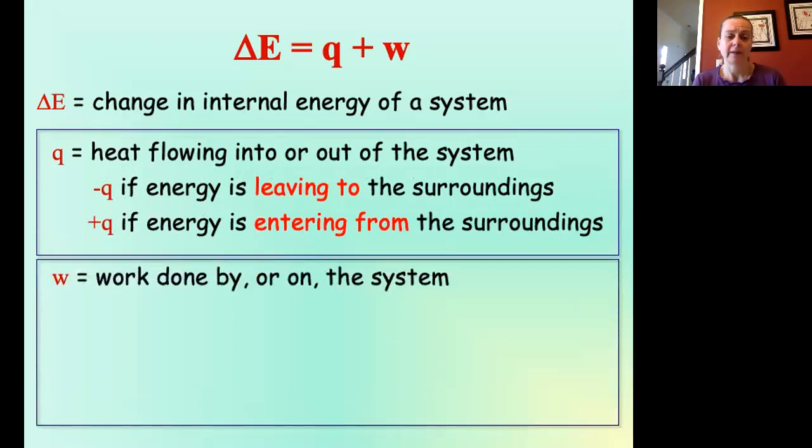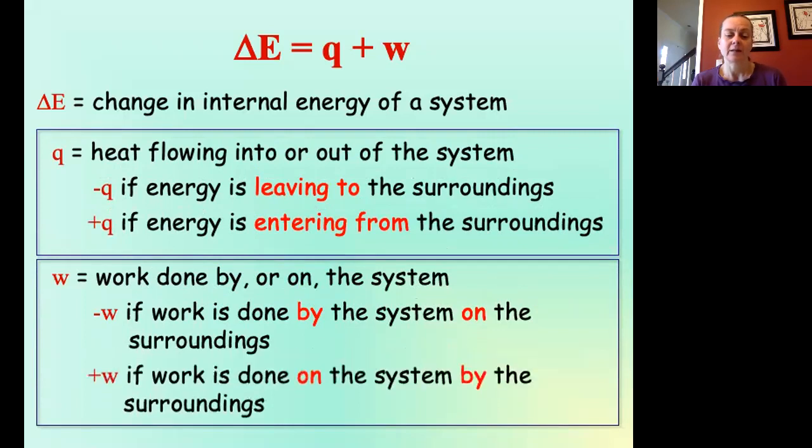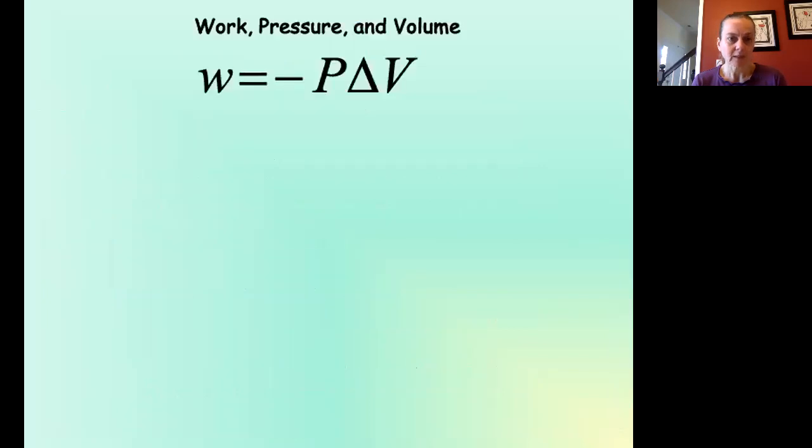W is work, and that's work that's either done on the system or work that is being done by the system. Again, remember our perspective is always from the system. So it's negative if work is done by the system on the surroundings, and it's positive if work is done on the system by the surroundings. Now, when it comes to work in chemistry, generally speaking, the way that work is done is through expansion. So for chemistry purposes, we're going to define work as negative of pressure times the change in volume.